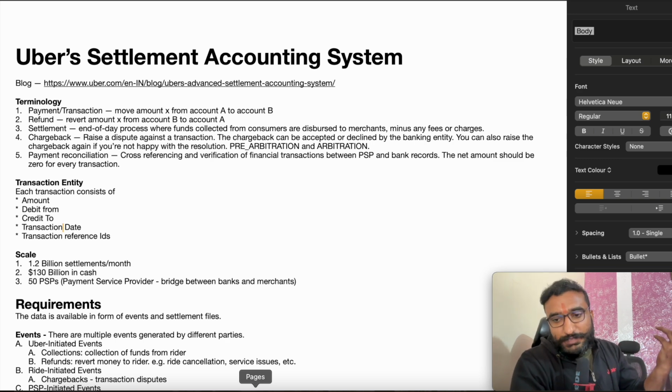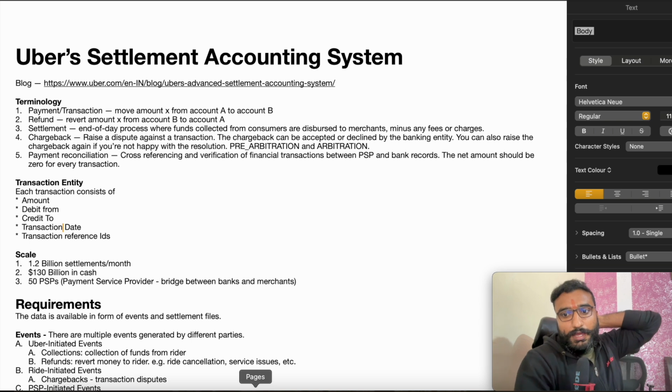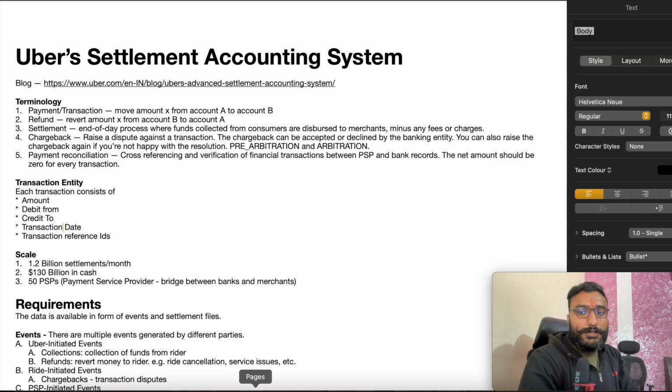Now this transaction could be as simple as a single bank transfer, or it could correspond to, let's say, you are buying some service. So in the context of Uber, let's say you are booking a ride and then you are transferring some amount from your account via UPI to Uber's account basically. So that's what we mean by a transaction.